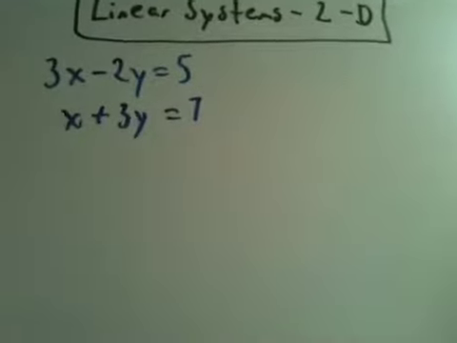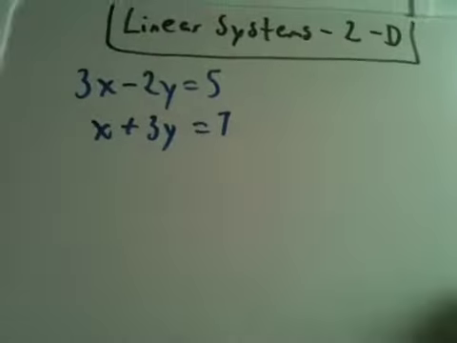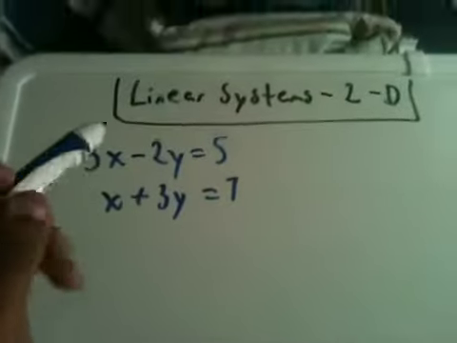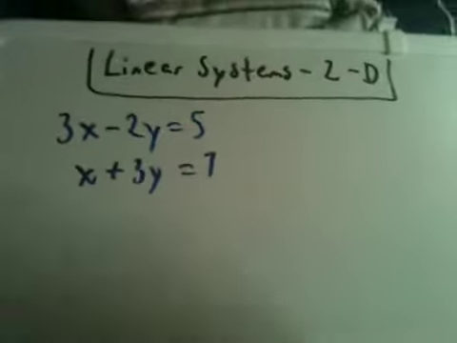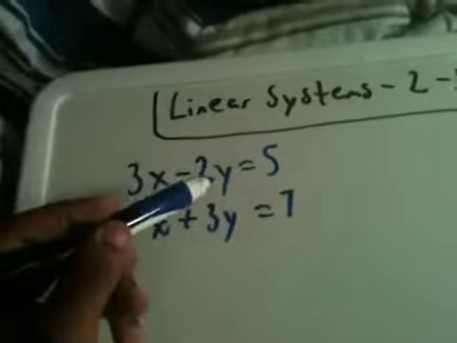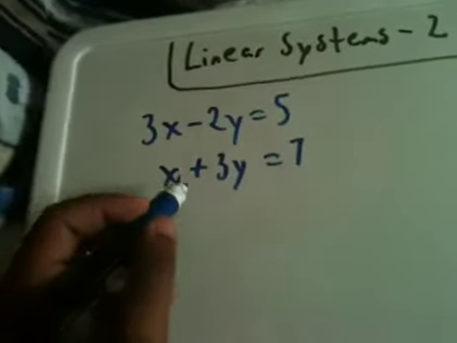I made a mistake in ending the last video. I said addition method when I actually meant substitution. So, here's our system. 3x minus 2y equals 5, and x plus 3y equals 7.